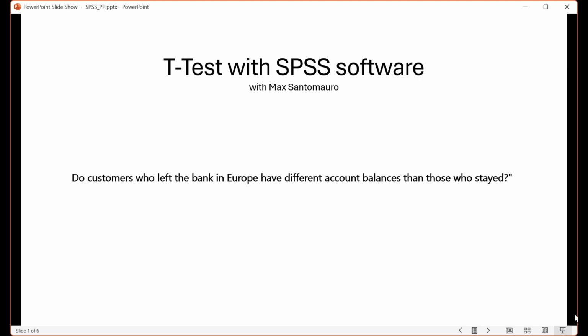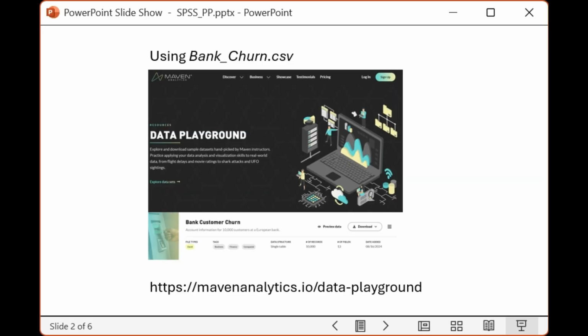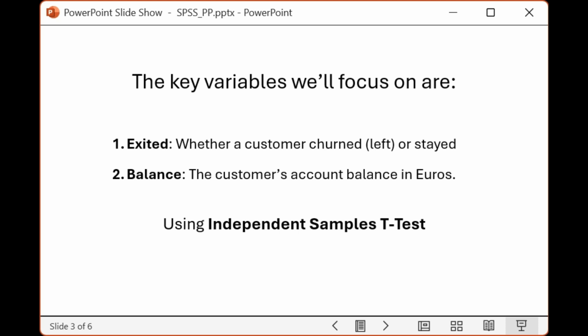Today we're answering a practical question. Do customers who left the bank in Europe have a different account balance than those who stayed? We'll be using a real-world data set from a file called BankTrend, which is available on the Maven Analytic website. The key variables we'll be focusing on in this data set are exited, whether a customer churned or stayed, and balance, the customer's account balance in euros.